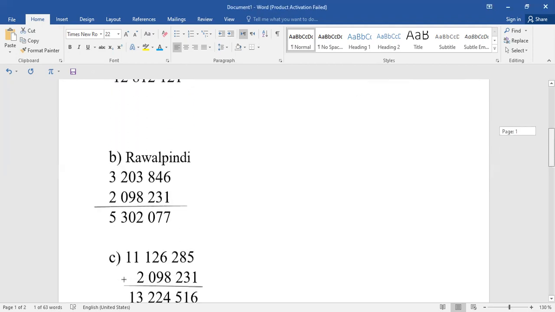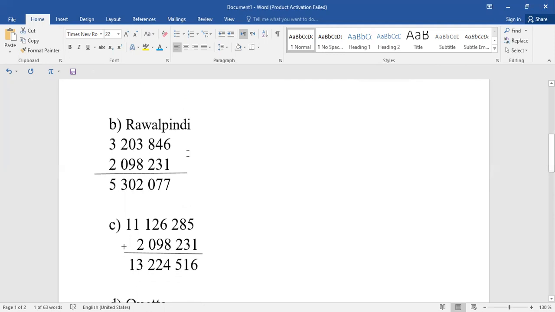Now you know the first city is Rawalpindi, so you're going to write down the population of Rawalpindi and the population of Faisalabad, and you're going to add them. 6 plus 1 is 7, 4 plus 3 is 7, 8 plus 2 is 10. So here you're not going to write down the whole value together. You're only going to write down the unit value, and you are going to take the tens to the next value.